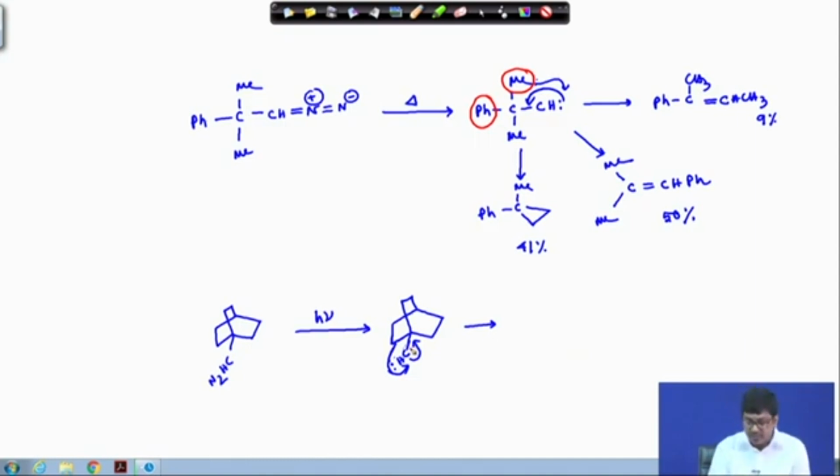Okay. So, if this happens, due to this rearrangement, this 6 member ring becomes a 7 member ring. So, what will be the product? Here the product will be, okay, so number of rings, if we see that, 1, 2, 3, 4, 5, 6, 7. So, this becomes the 7 member ring.